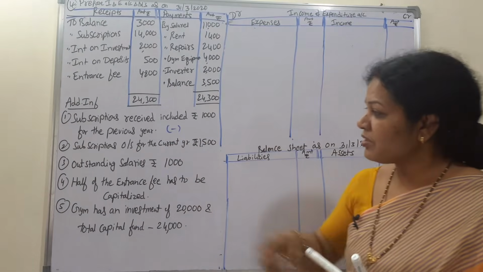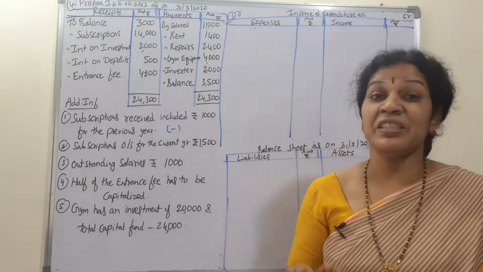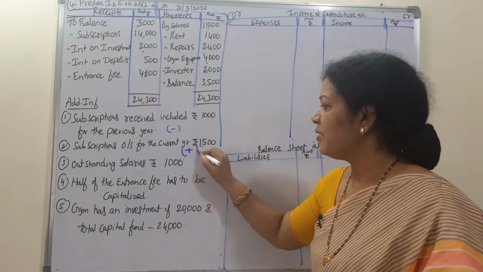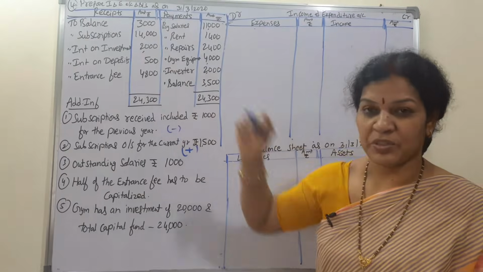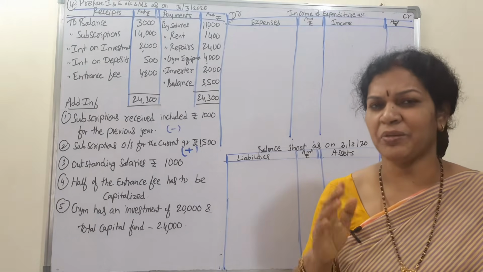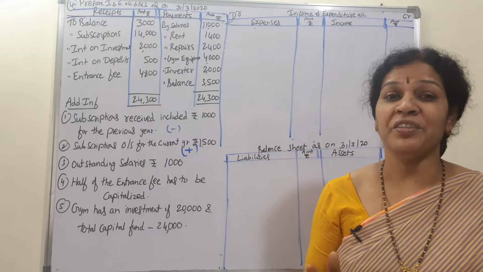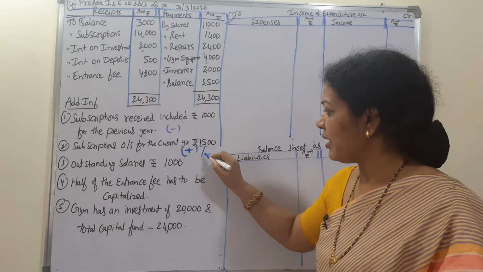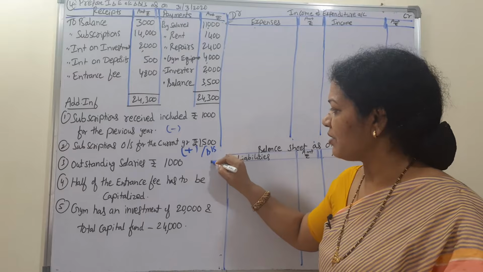Next one, subscriptions outstanding for the current year, means receivable. Receivable means we will add. One time we will add to the subscriptions in the income and expenditure account credit side, and balance sheet receivable means balance sheet asset. One time we are adding, another time balance sheet asset.